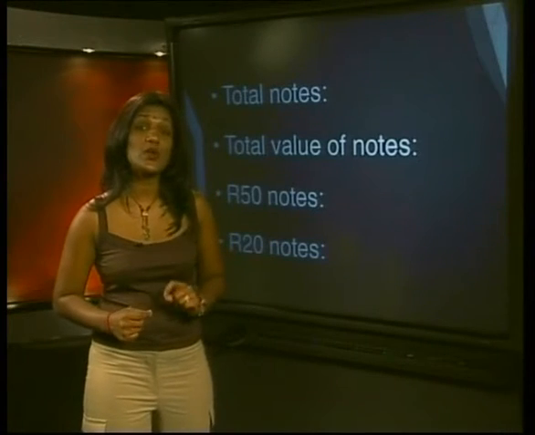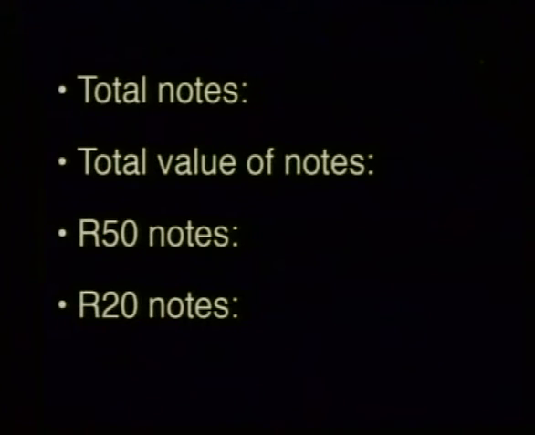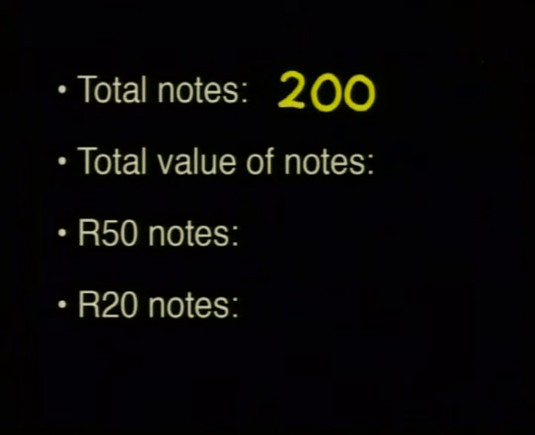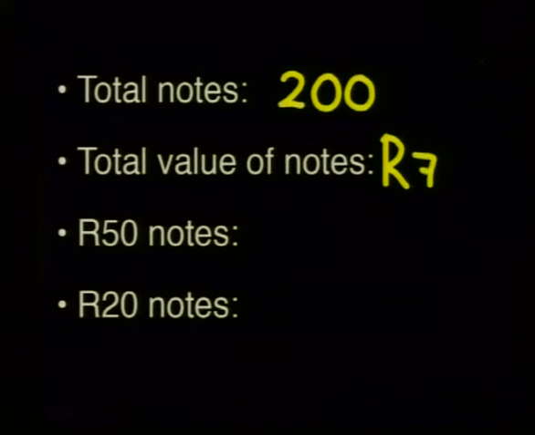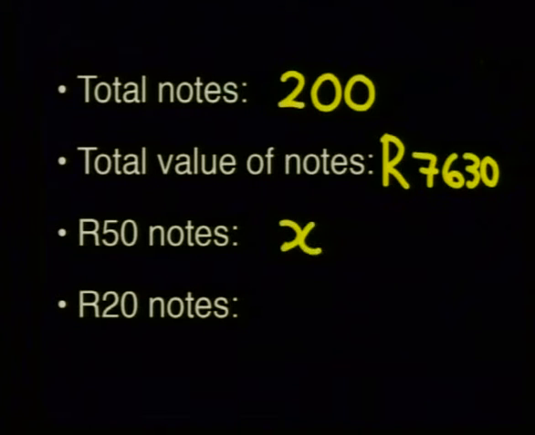Let's first make sure we write down what we know about this problem and what it is we want to find out. The total number of notes is 200. Remember that this includes both 50 Rand and 20 Rand notes. The total value of the notes is 7,630. We don't know the number of 50 Rand or 20 Rand notes, so we'll use letters to represent these unknowns. Let's say the number of 50 Rand notes is X and the number of 20 Rand notes is Y.